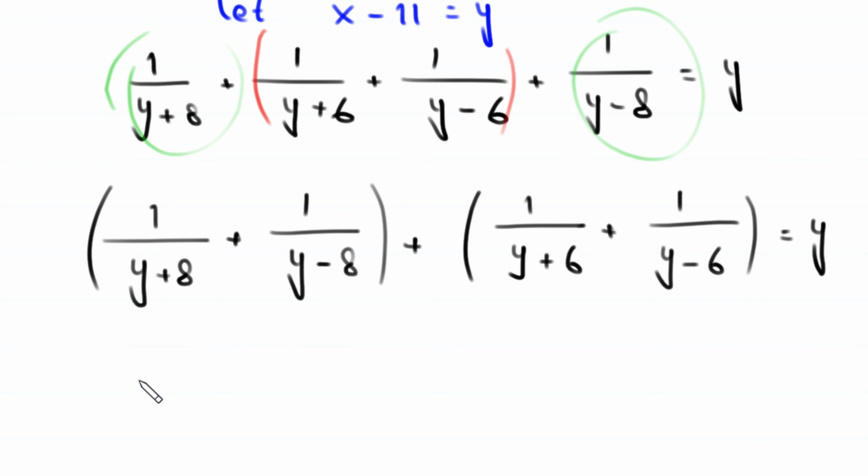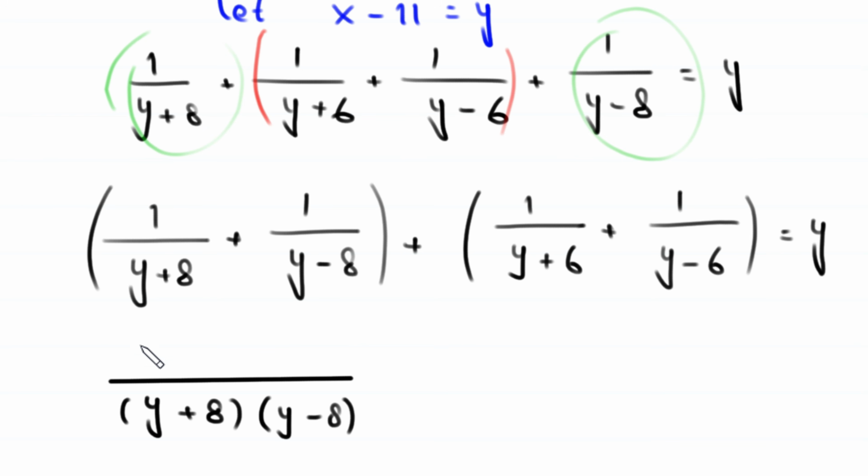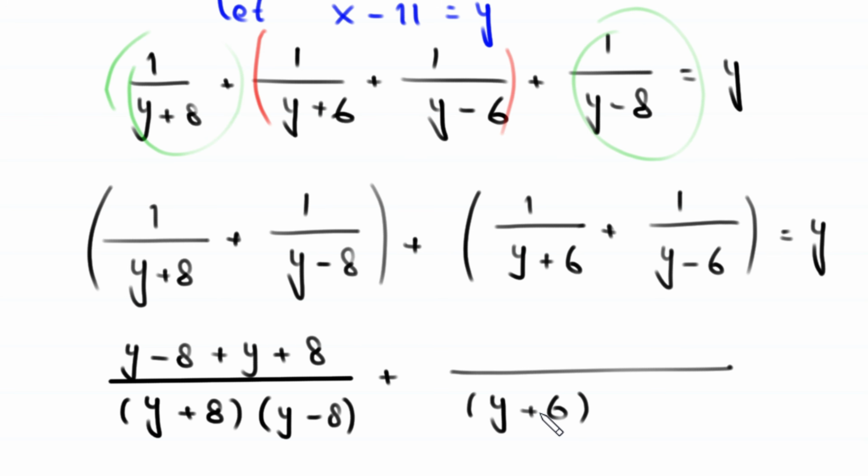Take the LCM of these two denominators. The LCM is y plus 8 times y minus 8. So in the numerator we get y minus 8 plus y plus 8. In the same way, take the LCM of the denominators. The LCM is y plus 6 times y minus 6. So the numerator will become y minus 6 plus y plus 6, equal to y.